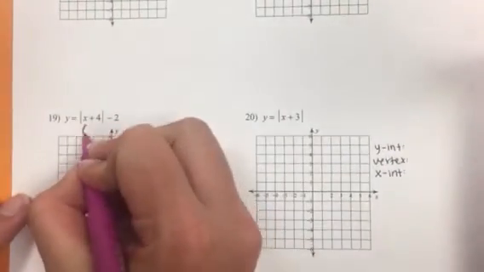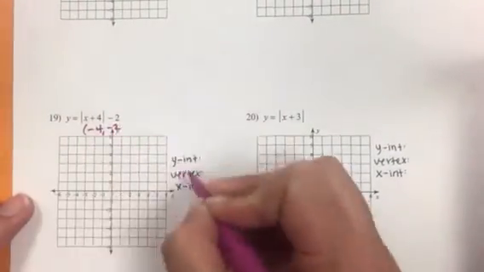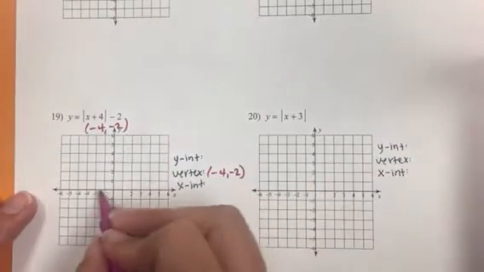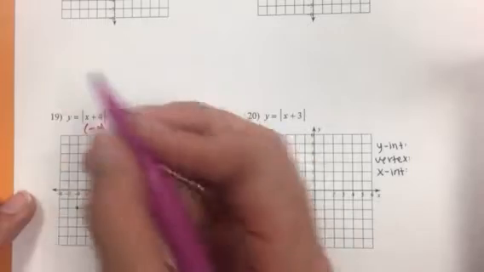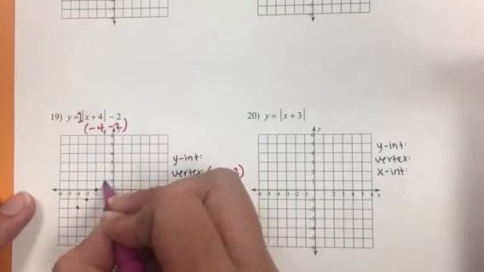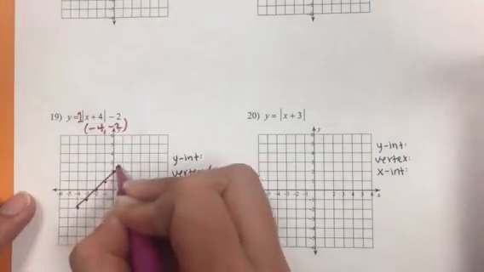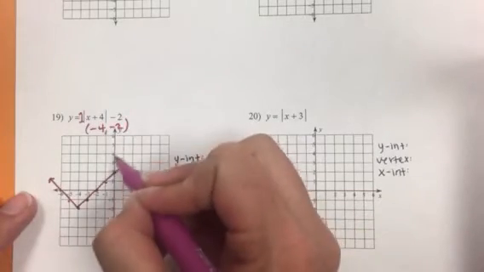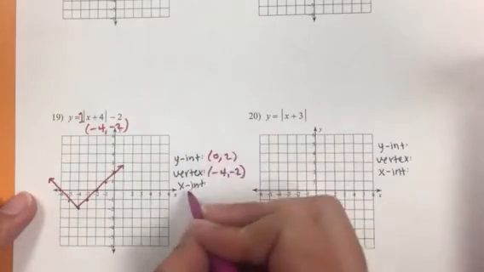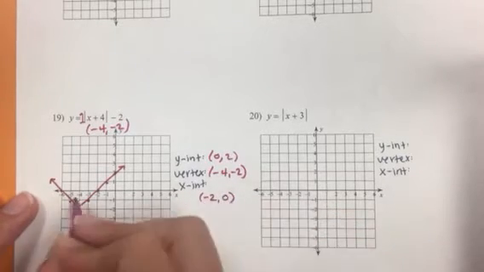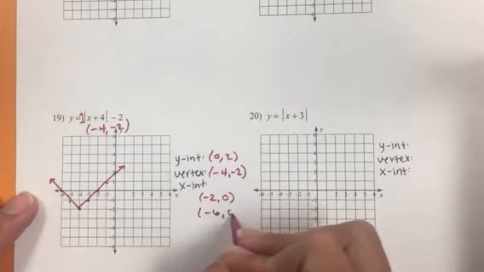19. My vertex is -4, -2. My slope is a 1 in front, so it's going to go up 1/1. My y-intercept is 0, 2, and my x-intercepts are -2 and -6.